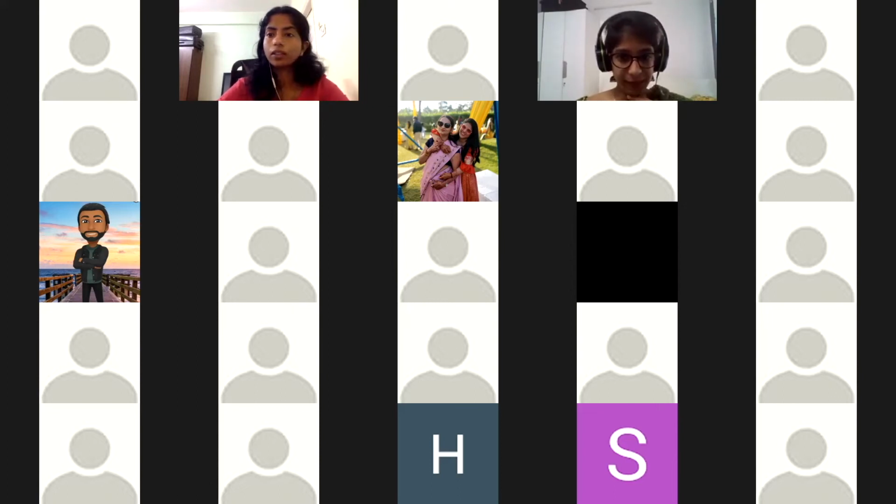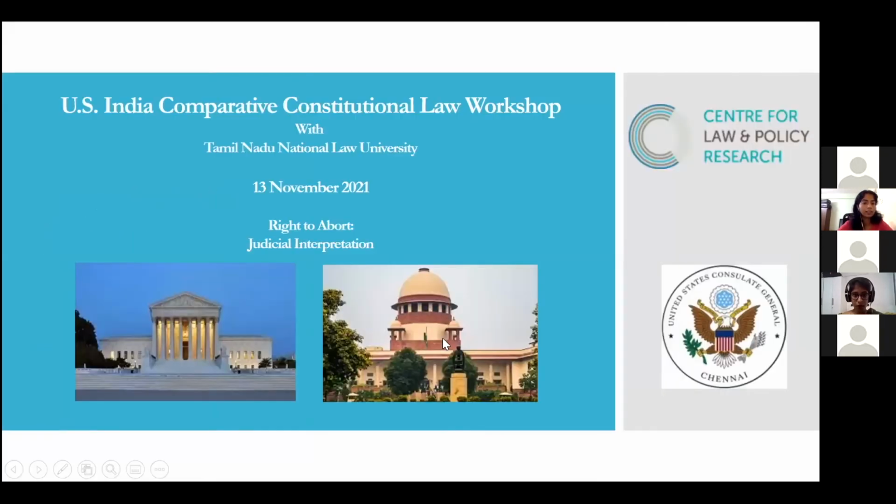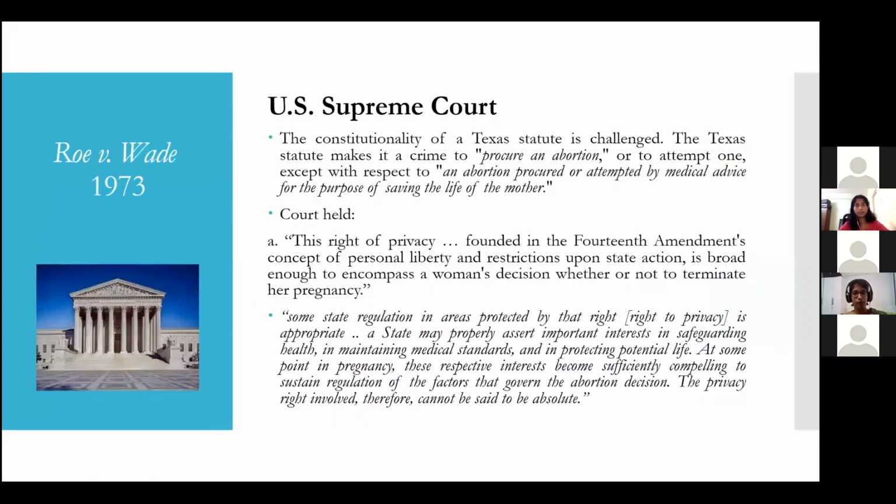Thank you. So now that we've seen the provisions and the history of how the provisions have developed in both the legal frameworks, we will look at two cases, both in India and the US, which deal with the right to abortion. The first one is Roe versus Wade, which I think around 2 people mentioned already in the discussion, so I'm assuming most of you are well versed with the case, but I'll quickly take you through what the facts are and what the court actually held.